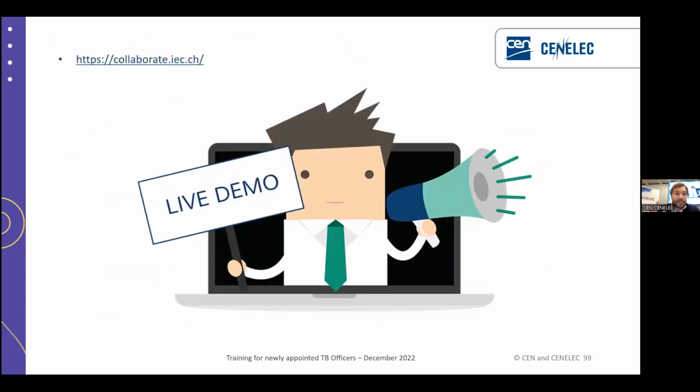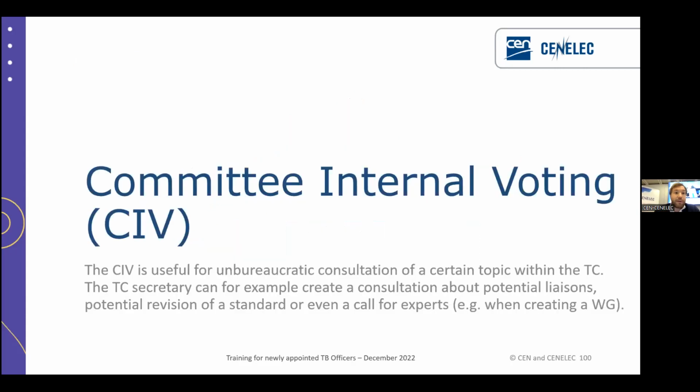The live demo comes in just 1 second, I promise, because I will combine it with the CIV, Committee Internal Voting. The CIV is a very good tool to have a short, quick consultation in the committee and the TC. So yes, we can decide many things in the plenary meeting, and it's important to have a plenary meeting, but let's assume there's something we would like to decide just after the committee meeting or a month after that. We don't want to wait another 11 months till the next plenary meeting. So we have the possibility to create a CIV.